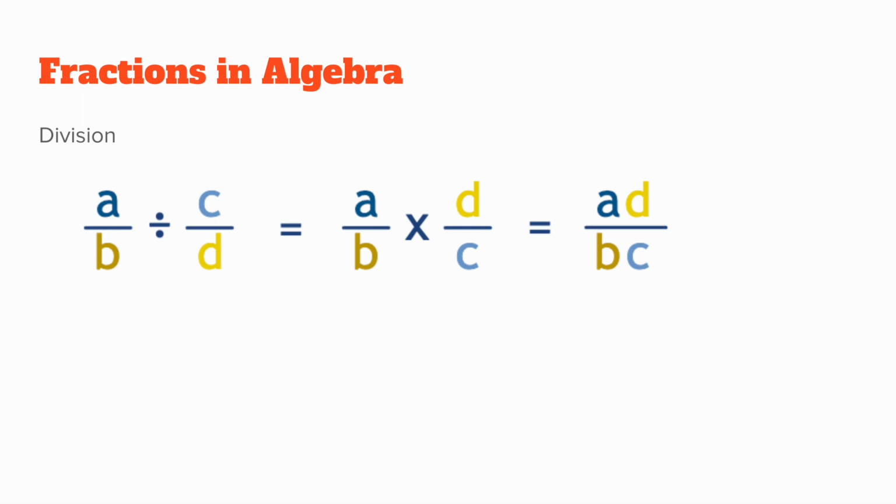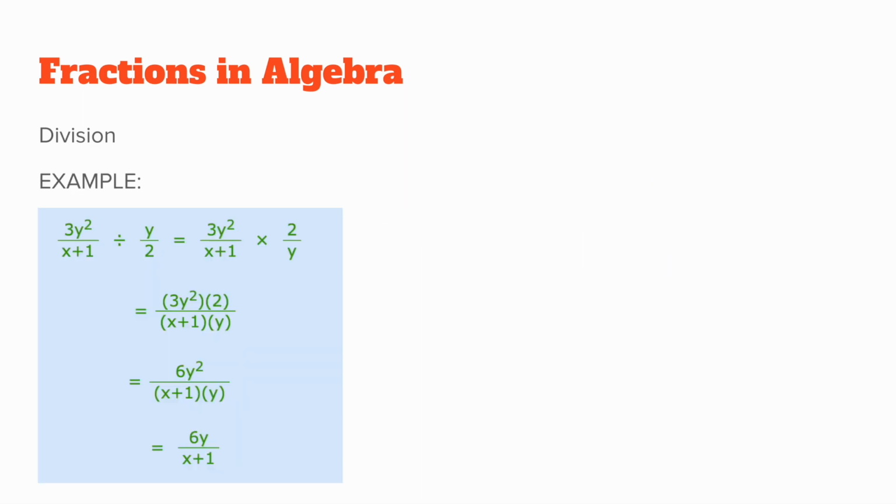So for example, when there's a number 3y squared over x plus 1 divided by y over 2, then it should be 3y squared over x plus 1 times 2 over y, which should be 6y squared over x plus 1 times y. So the answer should be 6y over x plus 1.